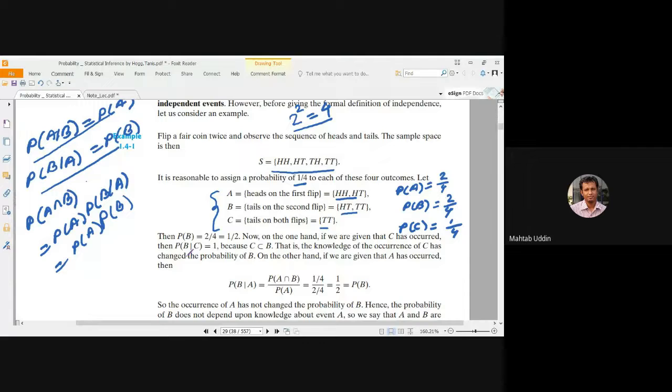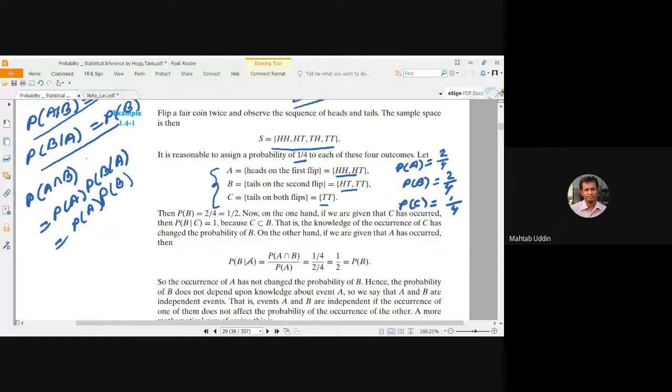Now, what can we show? We can show the probability of B given A, using the probability of A intersection B. How many elements are in A intersection B? One common, sir. Head tail. So A intersection B has the probability 1 by 4. And the probability of A is what? 2 by 4, equal to half.